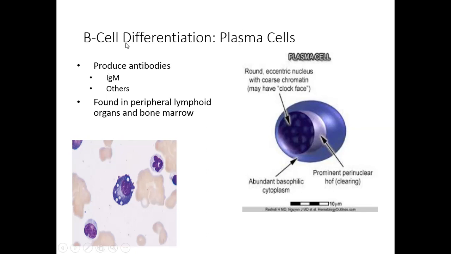Plasma cells are the ones that produce antibodies, IgM, and then others. We just talked about IgG. They produce IgA, IgE, and IgD. They're found in, notice it doesn't say peripheral blood, it says peripheral lymphoid organs. Those are the secondary lymphoid organs, as well as the bone marrow. They hang out in the stroma of the bone marrow, where they can be under the action of some of the cytokines there.